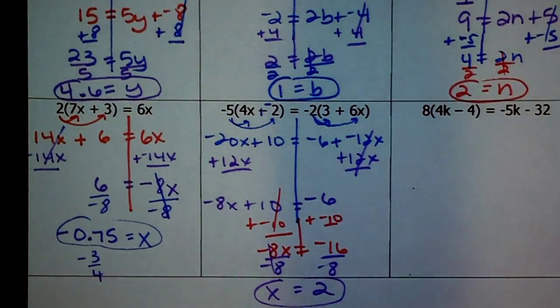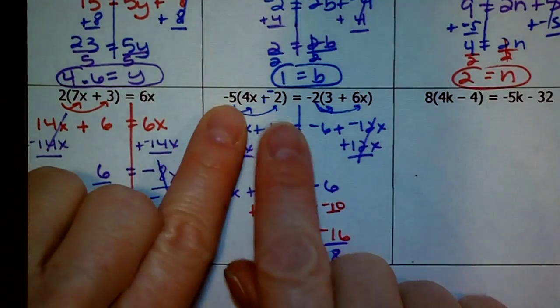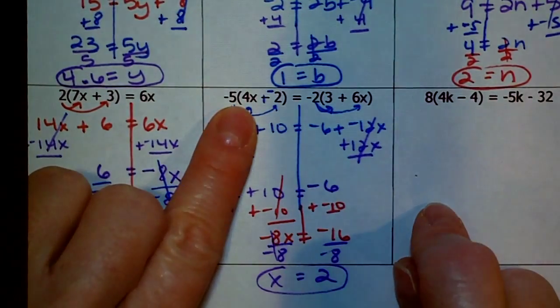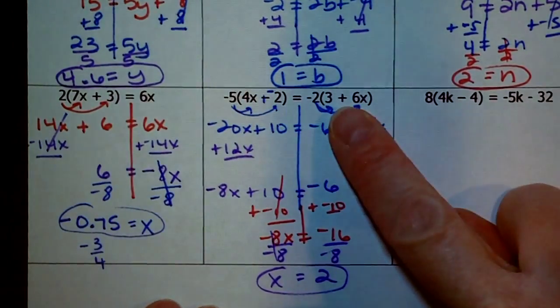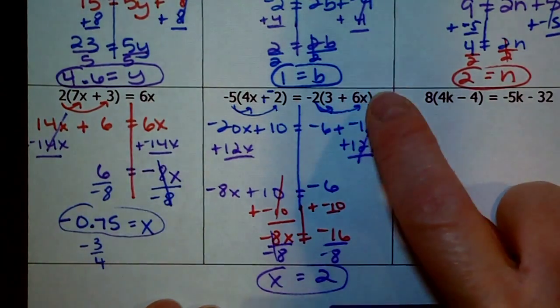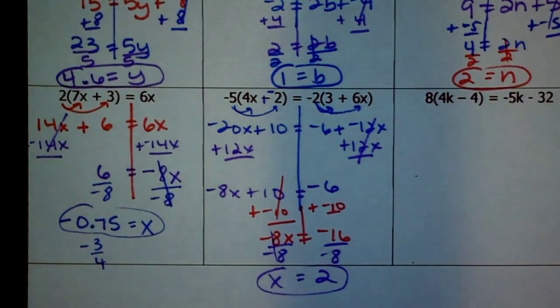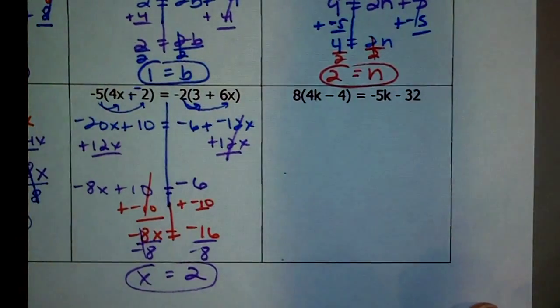Now, when you're checking this equation, you have to plug it into this side. So I would type in negative 5 with my parentheses, 4 times 2 plus negative 2. Hit enter, write down what I get. And over here, I would type in negative 2, open those parentheses, 3 plus 6 times 2, close them, hit enter, and make sure you get the same thing on either side. Again, we'll practice that in class a lot more.